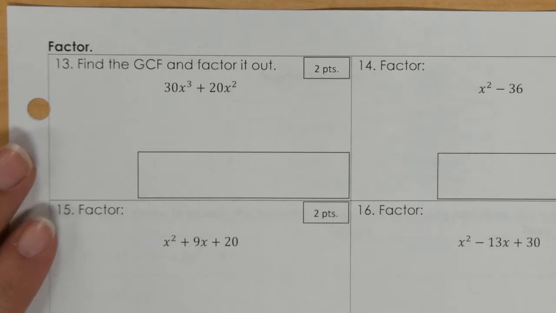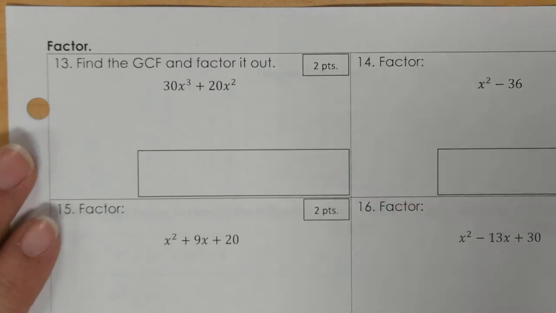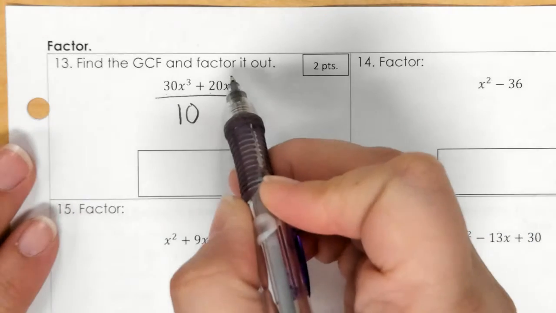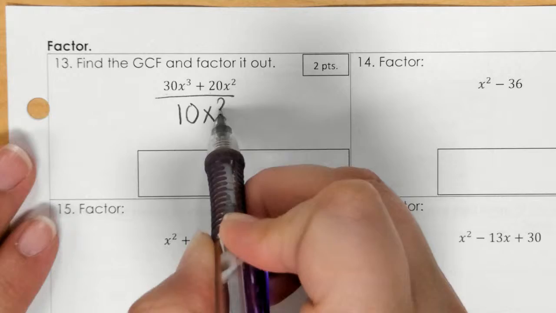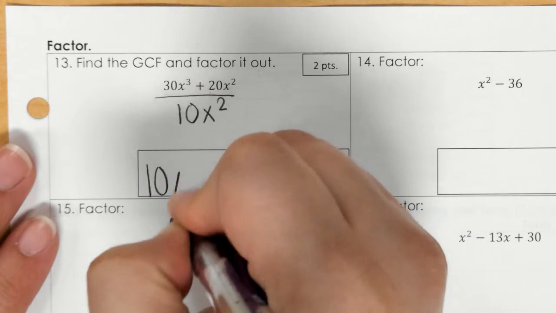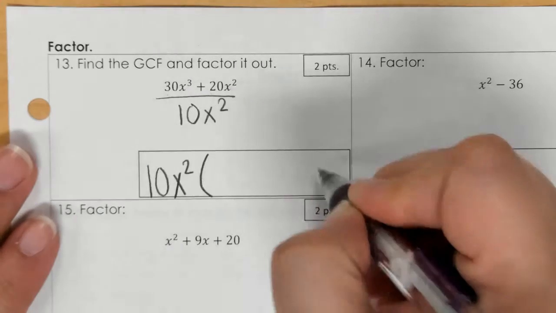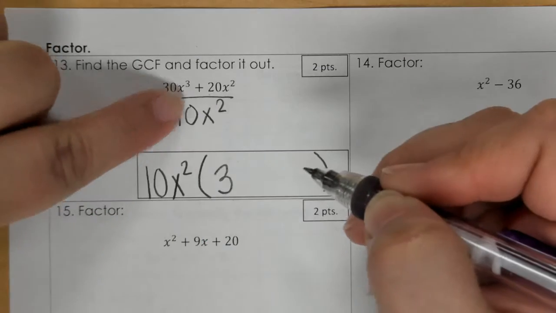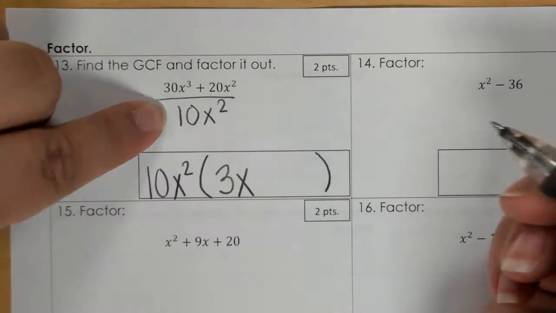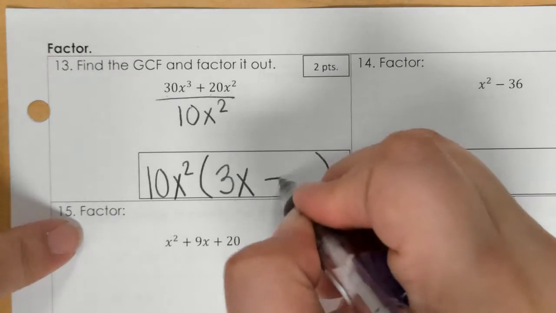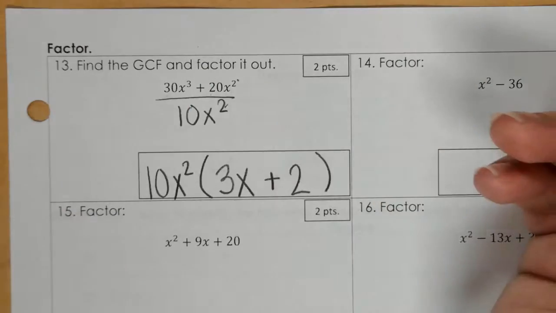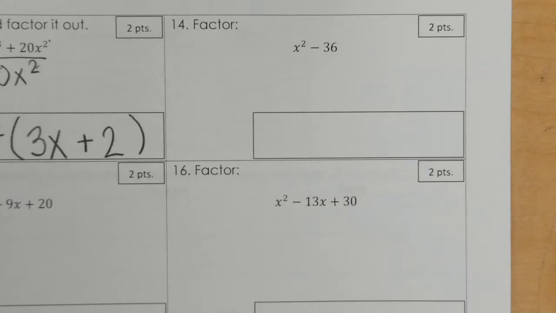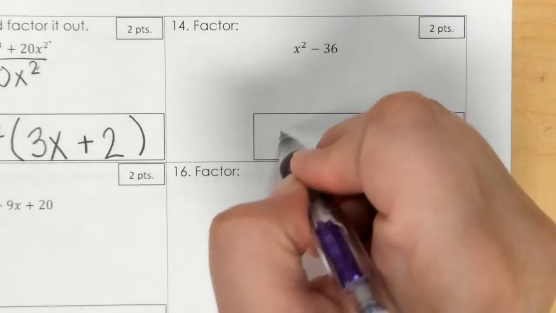For number 13, it says find the GCF and factor it out. So for 30 and 20, I know that 10 can divide into both of those. I could also take an x squared out. If I divide, 30 divided by 10 is 3. 3 minus 2 is x to the first. 20 divided by 10 is 2. And 2 minus 2 is 0. That's it. In number 14, I would go ahead and set up 2 sets of parentheses.